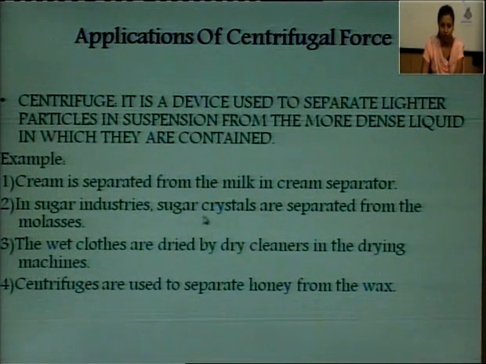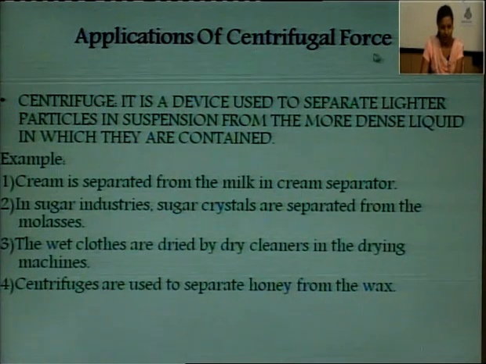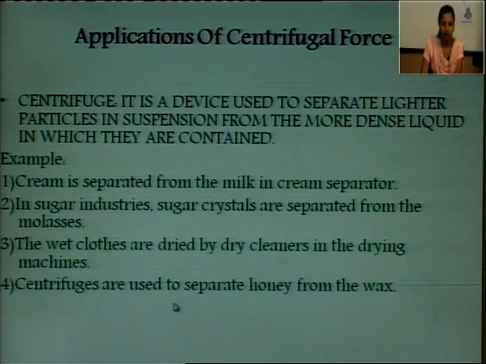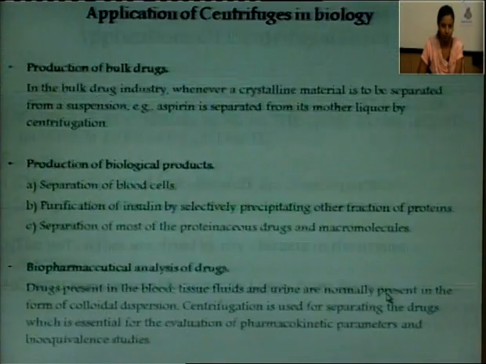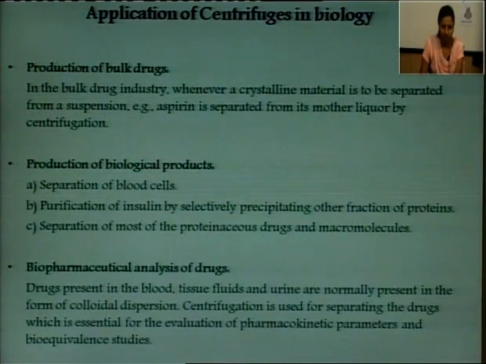In sugar industries, sugar crystals are separated from molasses. We know that in washing machines, wet clothes are dried with the help of centrifugal force. And the fourth one, centrifuges are also used to separate honey from the wax. So these are a few examples of applications.